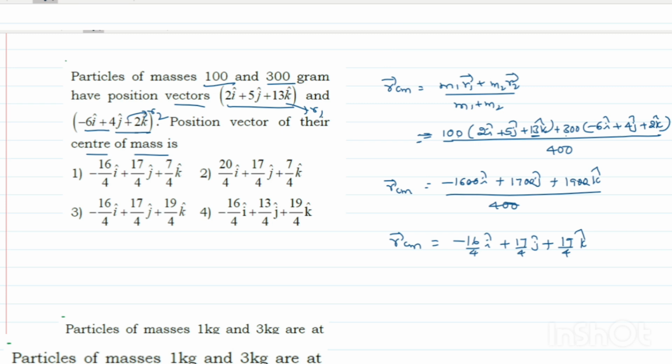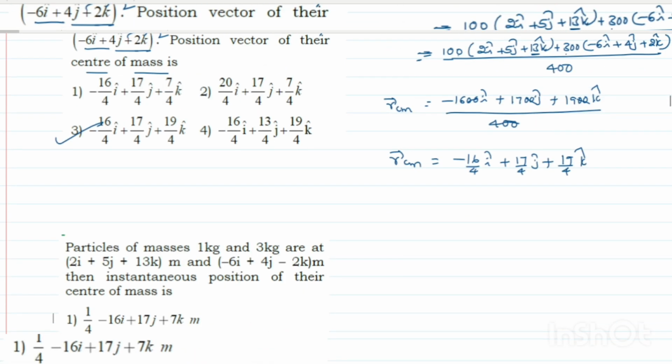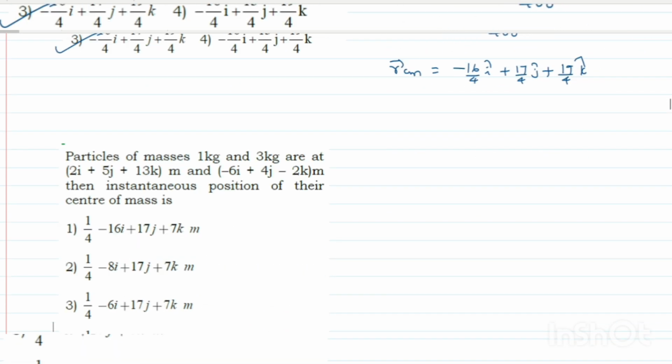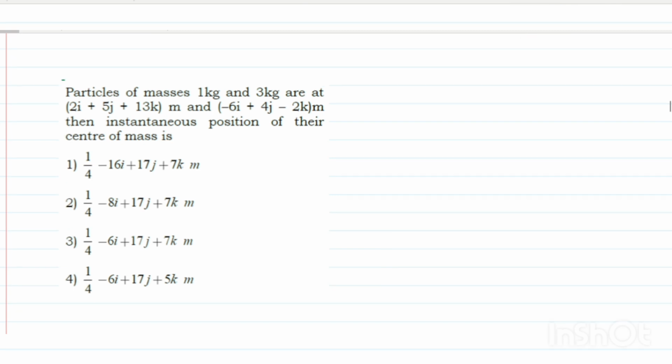This is the correct answer. Let us see the next question. Particles of masses 1 kg and 3 kg are at positions 2i cap plus 3j cap plus 13k cap, and minus 6i plus 4j minus 2k. Then they are asking for the instantaneous position of the center of mass. The same model question, students.